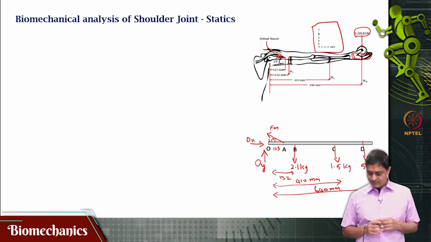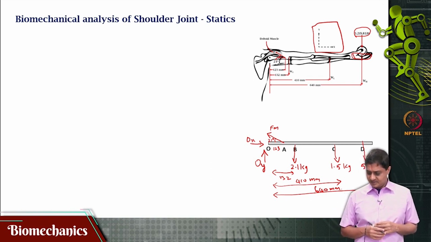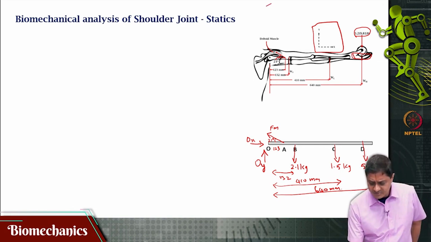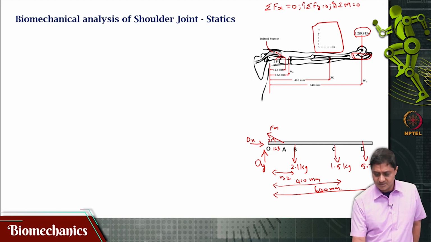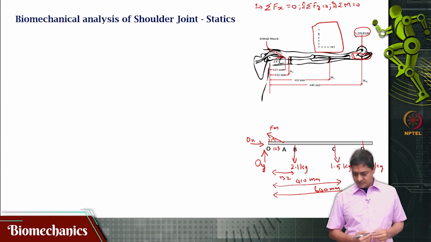So, we are interested in finding Fm. Let us write out the equations of static equilibrium that we have seen previously in our introduction videos on engineering mechanics. In this case, sigma Fx equal to 0, sigma Fy equal to 0 and sigma M equal to 0, counterclockwise considered positive. These are the equations that we are interested in solving.